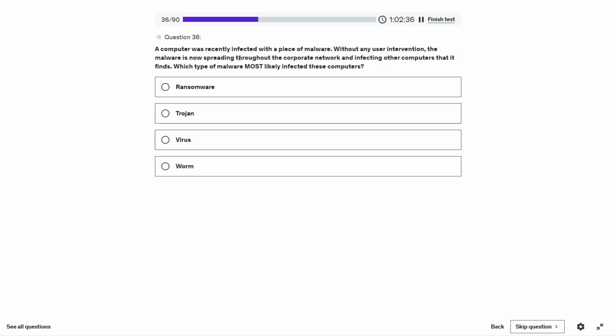A computer was recently infected with a piece of malware without any user intervention. The malware is now spreading throughout the corporate network and infecting other computers. So there's malware spreading and infecting the systems, which should be a worm.